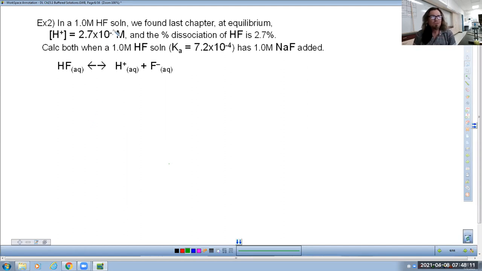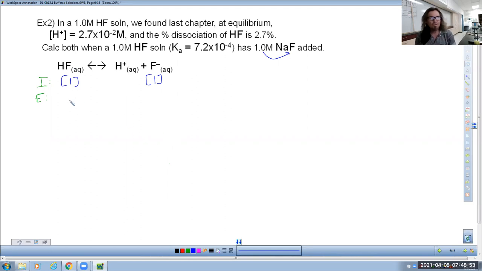In a 1 molar hydrogen fluoride solution, we found in the last chapter that it puts this kind of concentration of hydrogen ions in solution and it dissociated to 2.7%. Now, what we're going to do in this problem is buffer this solution, by saying that there is 1 molar hydrogen fluoride mixed with 1 molar fluoride ions. Would you all agree that this means 1 molar fluoride ions are present? So I can skip the steps of showing that dissociation, and we can just recognize that who we care about in this equilibrium, there's already 1 molar present.